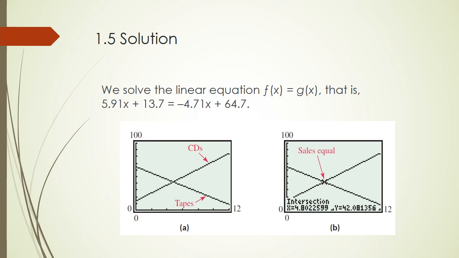Here's our solution. We set f of x equal to g of x. We set one equation equal to y1, the other equal to y2. We make sure that we can see the intersection. In fact, if you'll notice the window, we don't even have negative x or y values because they would not make sense in this particular problem. And then we go to the calc menu and we select intersect, and we find that when x is 4.8022599, y is 42.081356. The answer is going to be our x value.